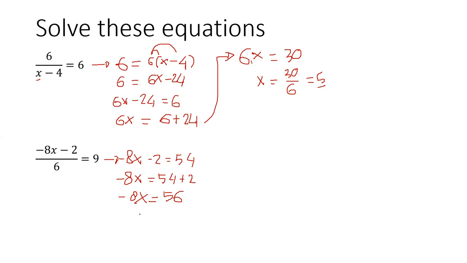Next, x equal, multiply become division. Okay, so 56 divided by negative 8. X how much? X equal, correct, negative 7. So this x equal negative 7. So negative 7 is solution for this equation. Now we move to the next problem.